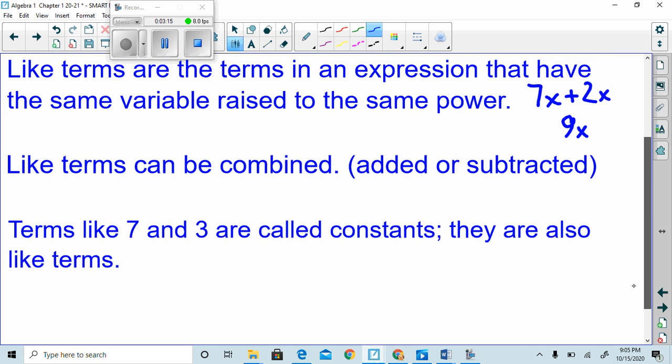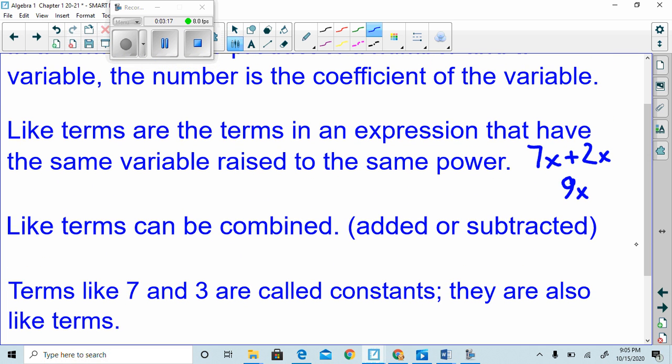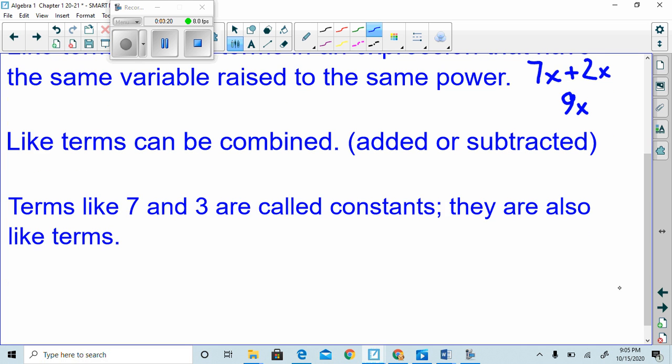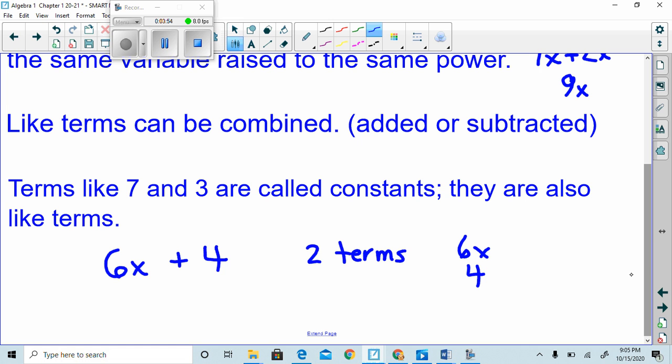So again, some key terms that we want to be focused on. The word terms, for example, if I were to give you 6x plus 4, it has two terms. Those two terms are 6x and 4. They cannot be combined because they're not like terms. The number 4 is a constant because it doesn't have a variable attached to it. The number 6 is a coefficient. It's the number preceding or coming before the variable. This expression cannot be combined because they're not like terms.